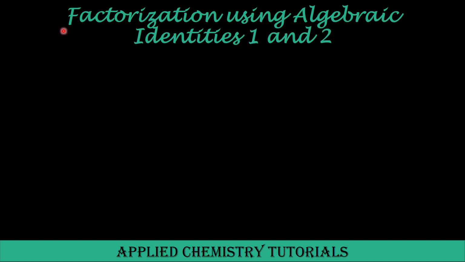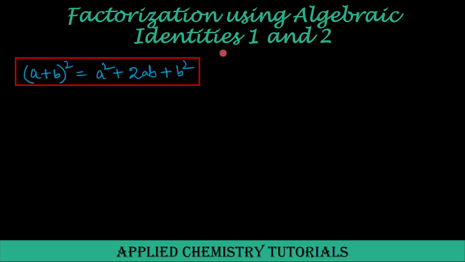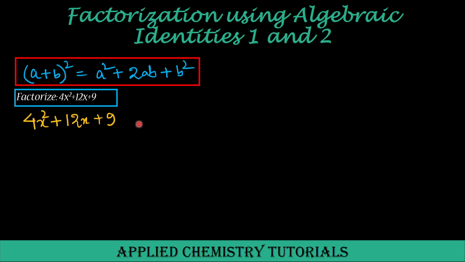Now we are going to learn about factorization using different algebraic identities. So let's start with identities 1 and 2. Identity 1 says that (a + b)² = a² + 2ab + b². Let us take an example. Factorize 4x² + 12x + 9. We are rewriting the problem statement first: 4x² + 12x + 9.